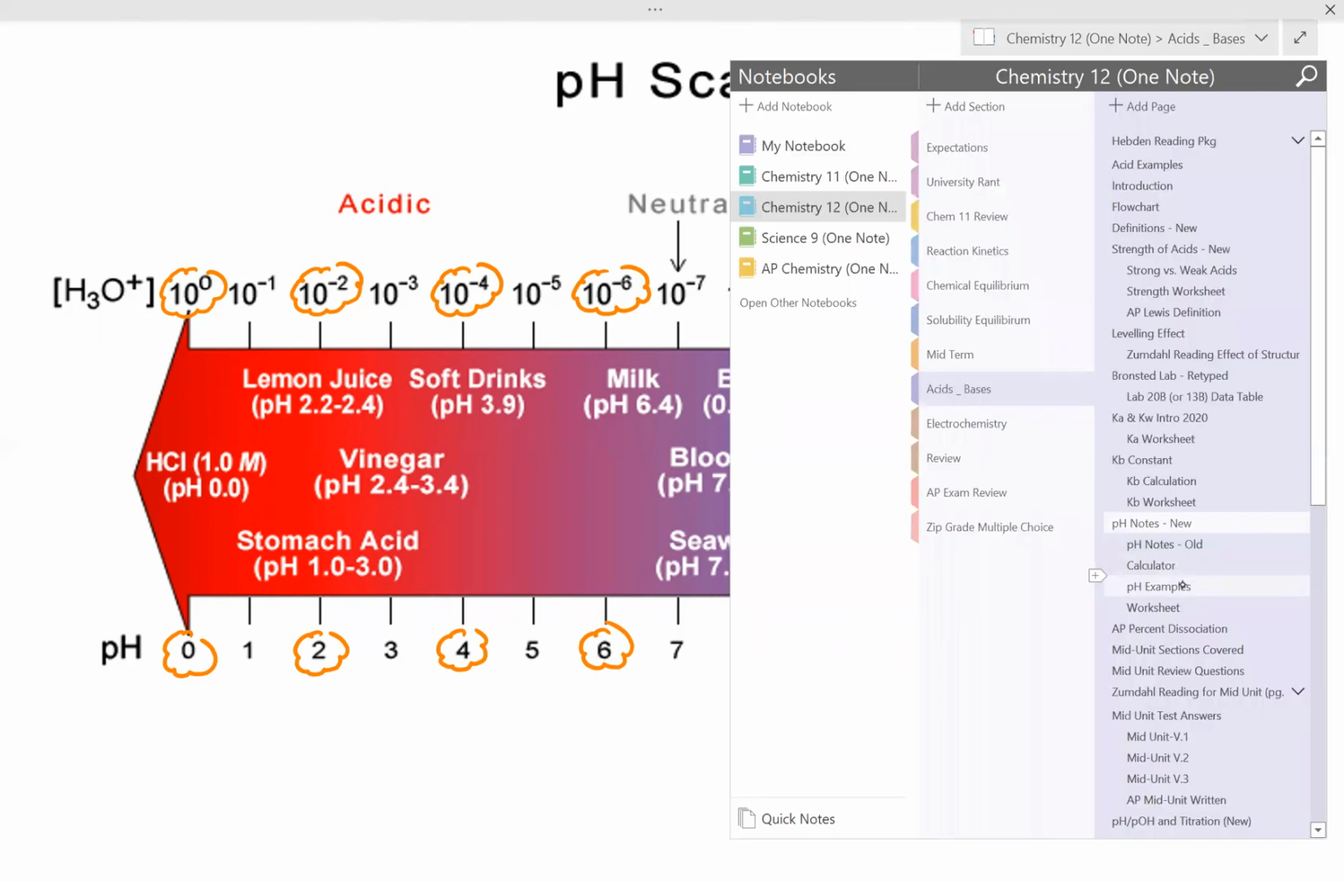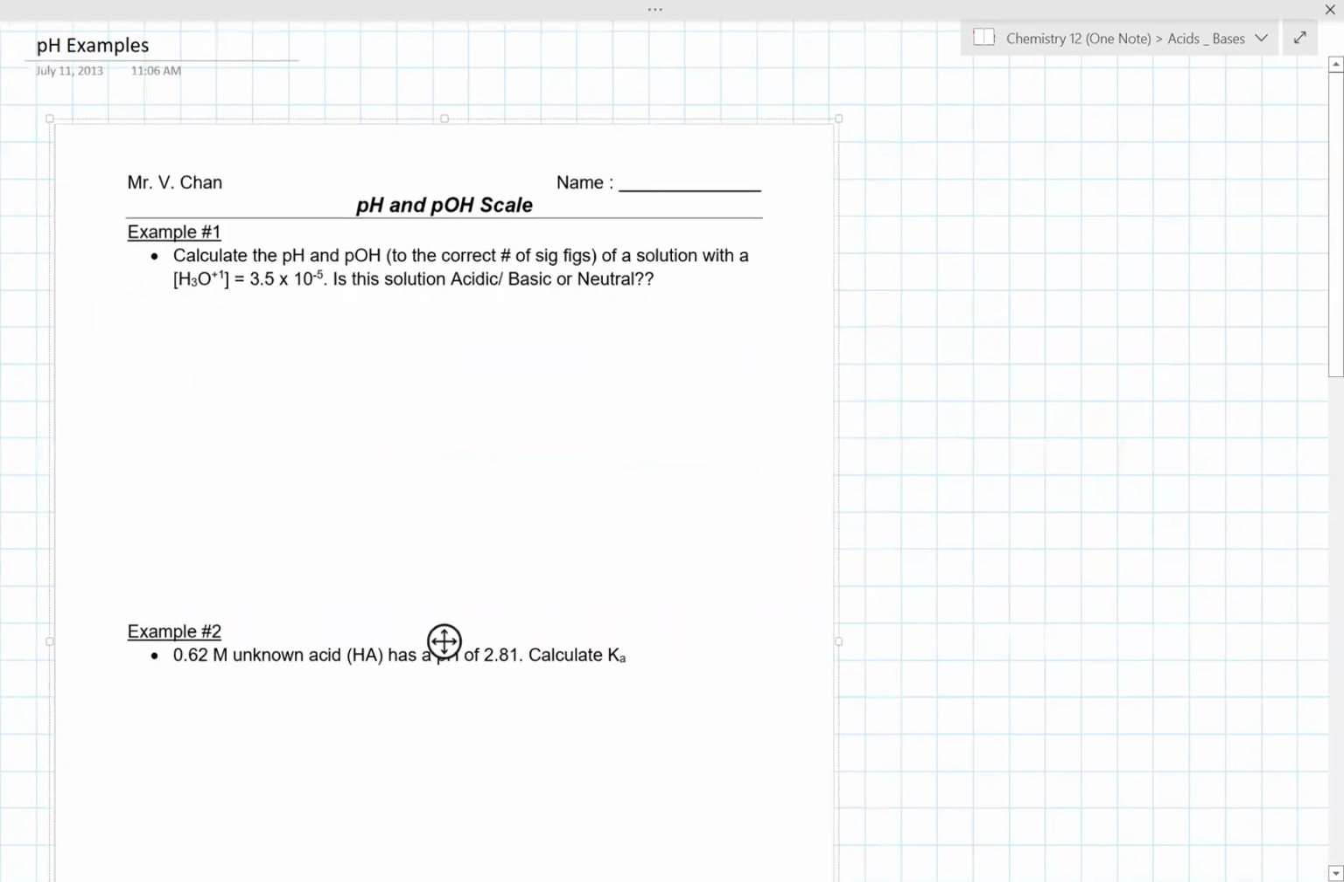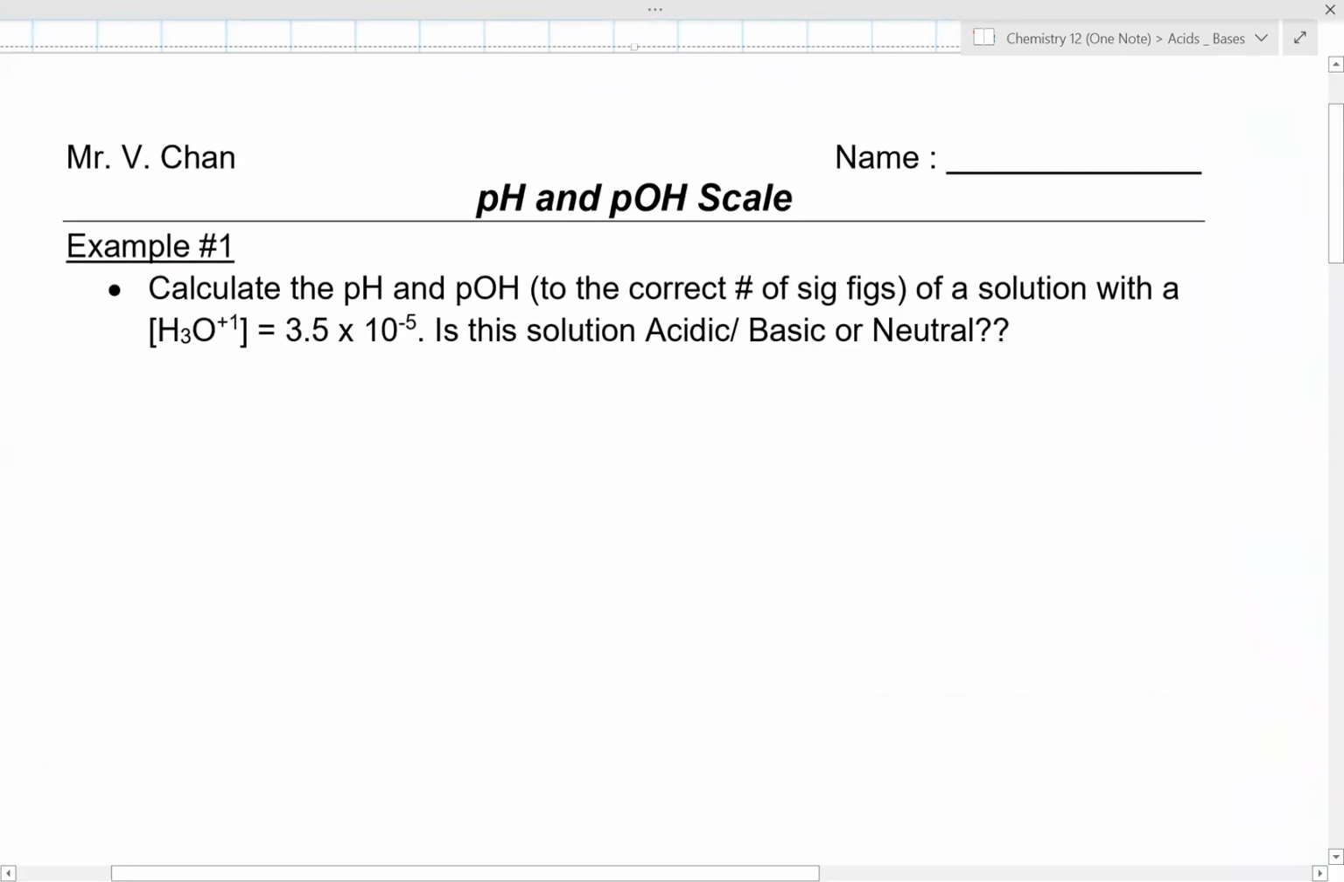All right, so let's go through a few pH examples. Now, it says calculate the pH and pOH to the correct number of sig figs of a solution with an H3O plus concentration of 3.5 times 10 to the negative 5. Is this solution acidic, basic, or neutral? Now, there are a few ways to do this. So the first thing I want to do, how I approach it, is I'm going to say pH is equal to negative log of H3O plus.